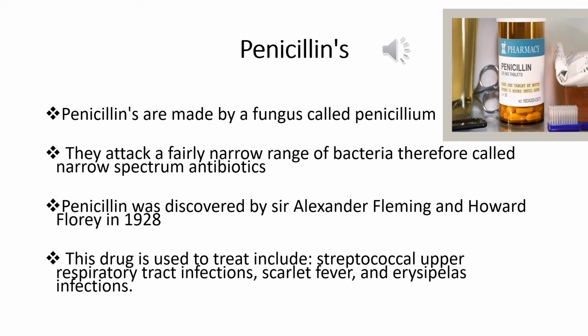Penicillin. Penicillins are made by a fungus called Penicillium. They attack a fairly narrow range of bacteria and therefore they are called narrow spectrum antibiotics. Penicillin was first discovered by Sir Alexander Fleming and Howard Florey in 1928, and this drug is used to treat streptococcal upper respiratory tract infections, means respiratory tract through which we can inhale and exhale the air.